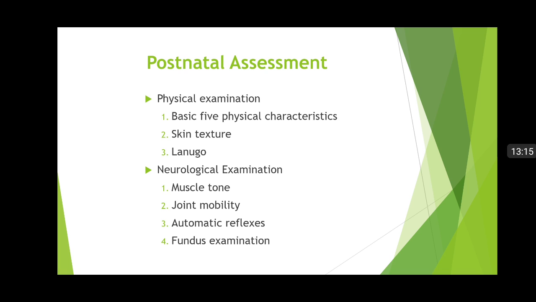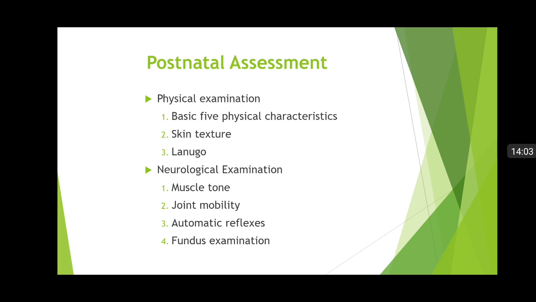In physical examination, the basic 5 physical characteristics we discussed in the last class include plantar surface, that is plantar ridges, genitalia, breast nodule, ear cartilage, and hair. Apart from these 5 basic physical characteristics, there are two more physical characteristics which are graded or scored in the Ballard scoring method, wherein we calculate gestational age by the score attained by the newborn.